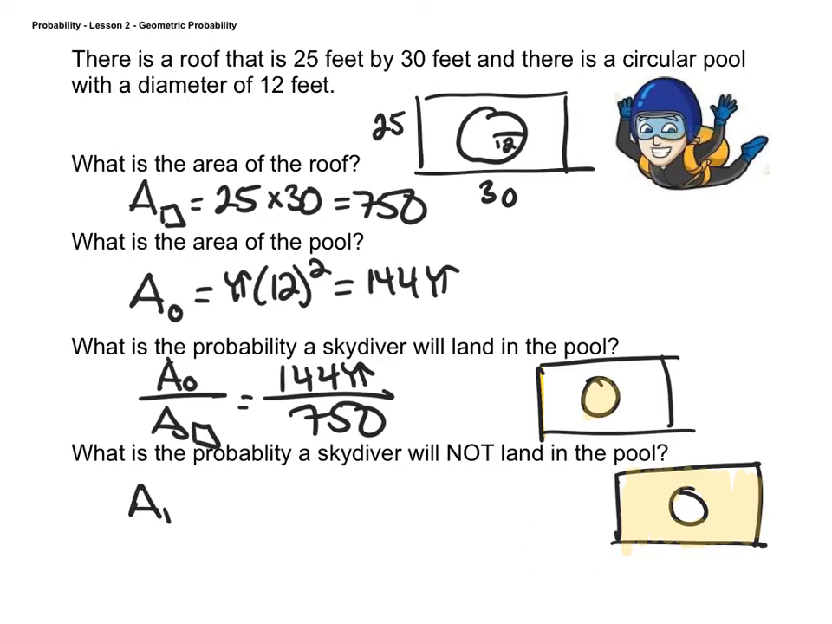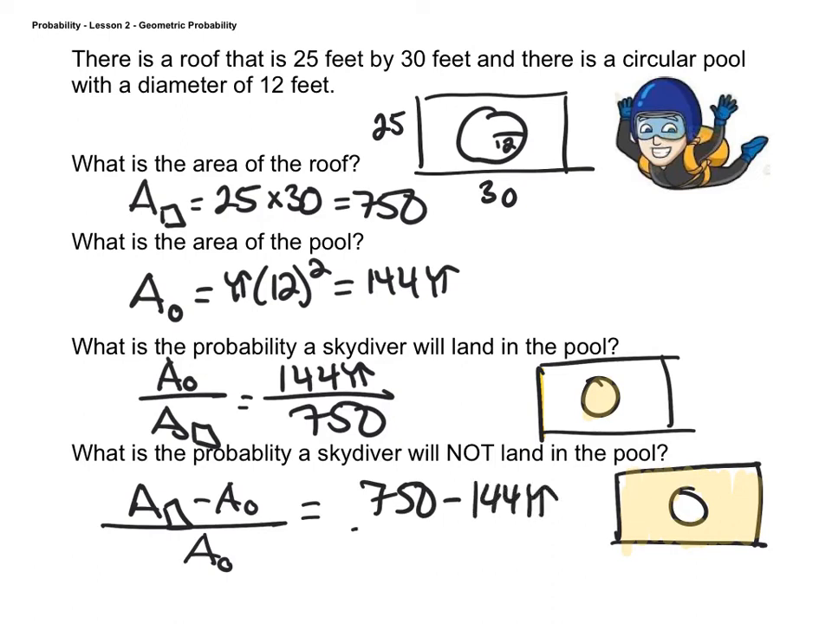So I need the area of the rectangle minus the area of the circle over the area of the rectangle, which would be 144 pi. Let's back up. The area of the rectangle is 750. So it would be 750 minus the area of the pool, which is 144 pi, divided by your total rectangle, which again is 750.